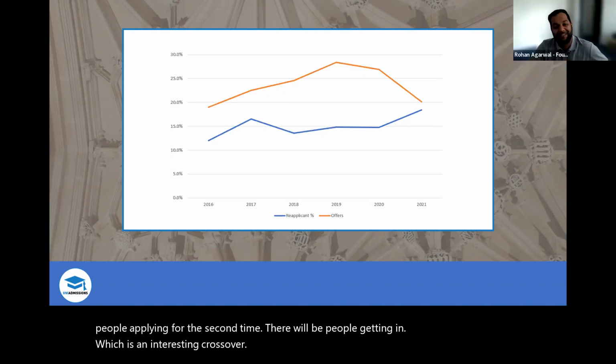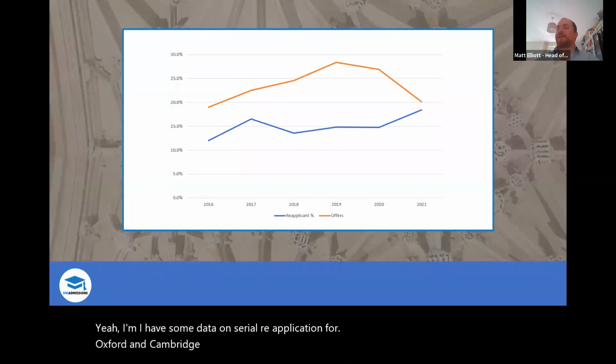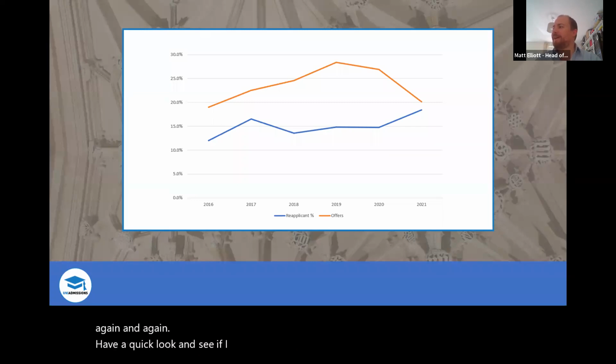Wow. Yep. Essentially, we must have seen second and third year reapplicants at this rate. Yeah, I have some data on serial reapplication for Oxford and Cambridge only, which I can spin up perhaps during the Q&A for anyone who's interested. But there is a particularly eccentric set of people who do like to apply again and again and again. I'll have a quick look and see if I can get that up for you, in fact, Rohan, when we get to the Q&A bit.